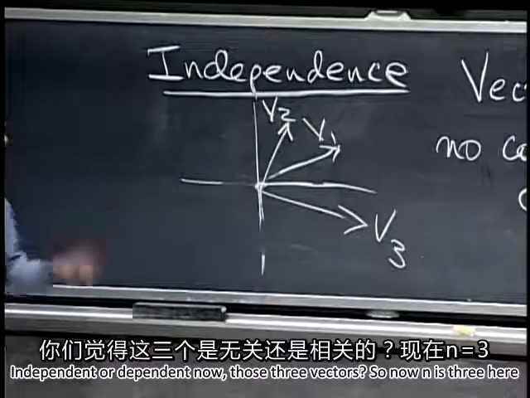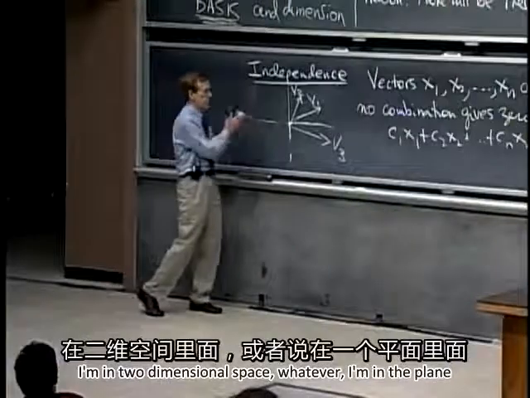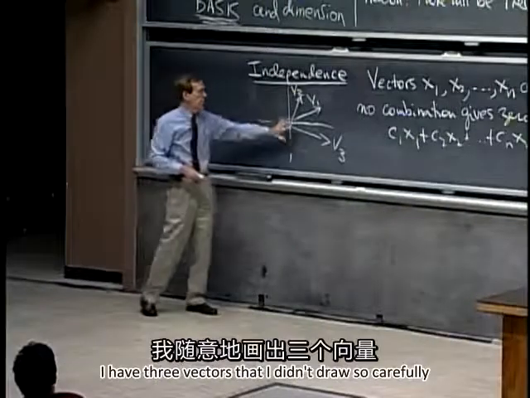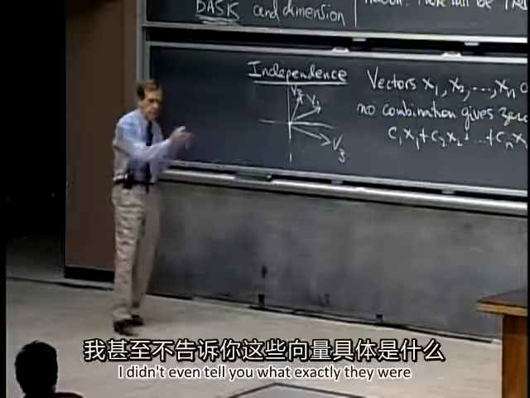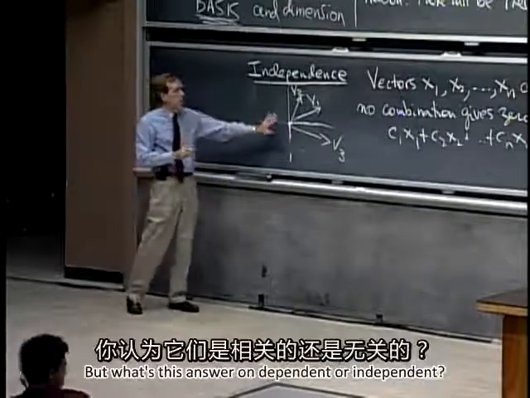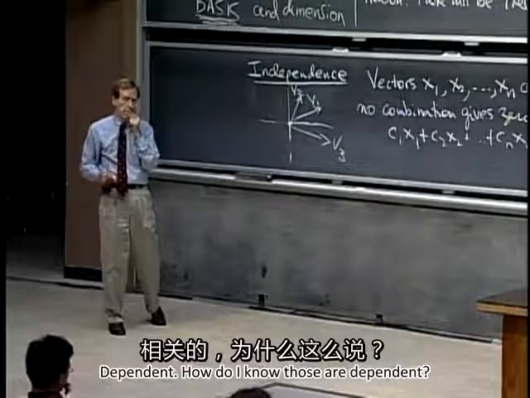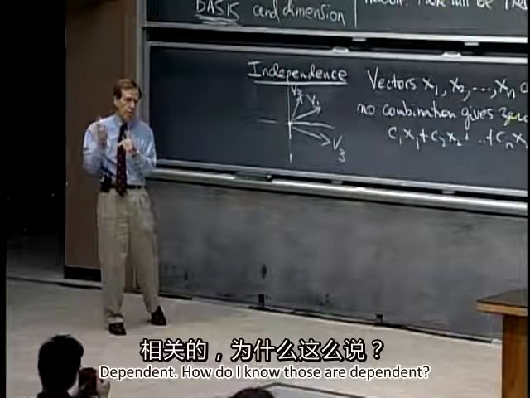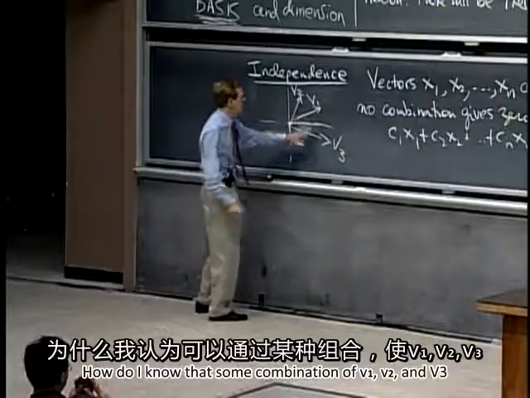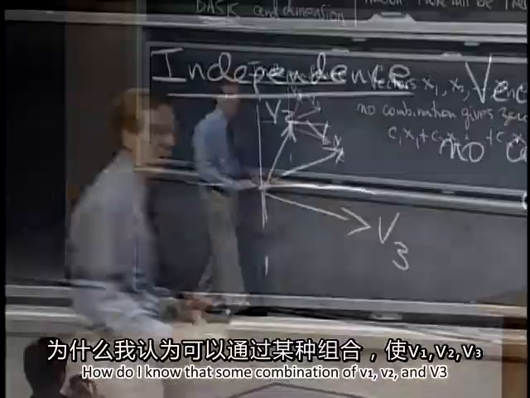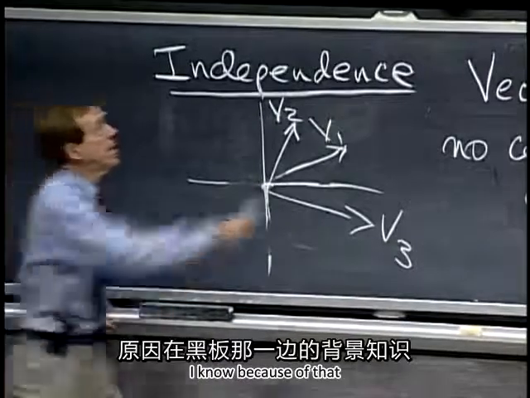So now n is 3 here. I'm in two-dimensional space, I'm in the plane. I have three vectors that I didn't draw so carefully. I didn't even tell you what exactly they were. But what's the answer on dependent or independent? Dependent. Why? How do I know those are dependent? How do I know that some combination of v1, v2, and v3 gives me the 0 vector? I know because of that.